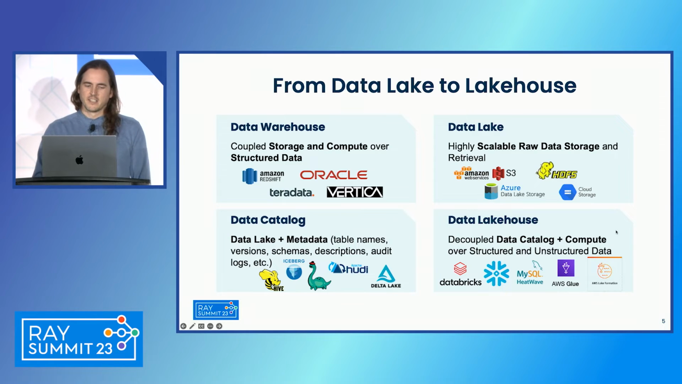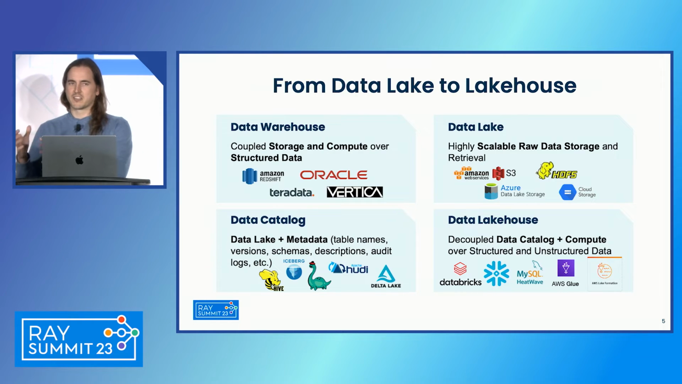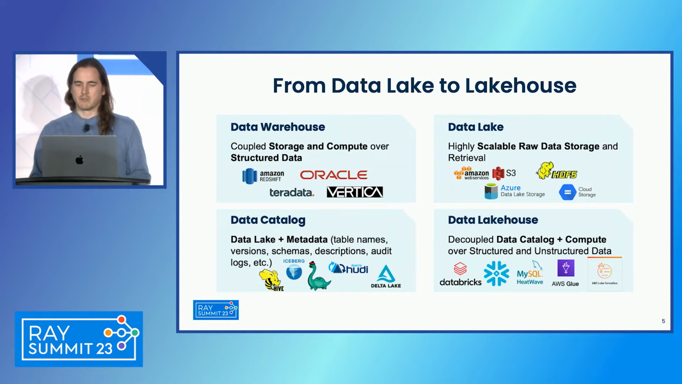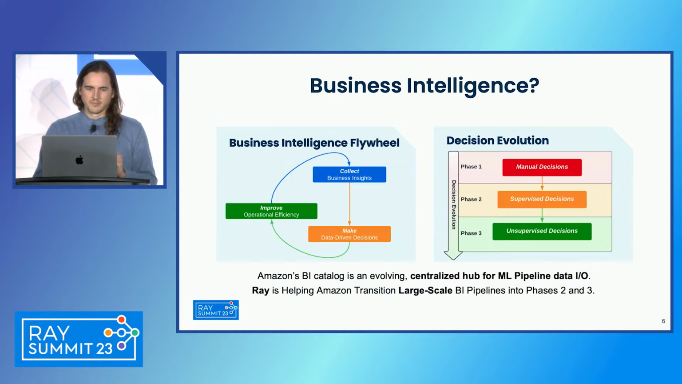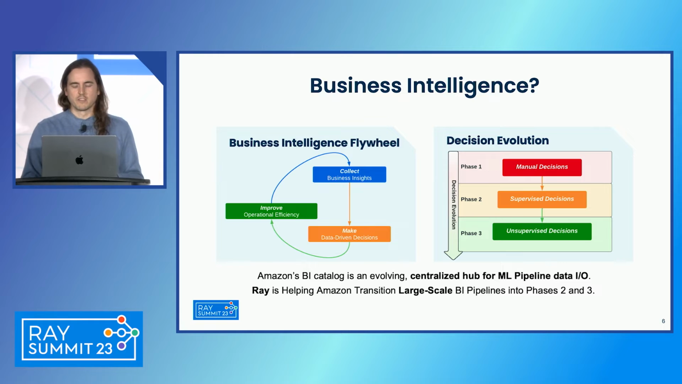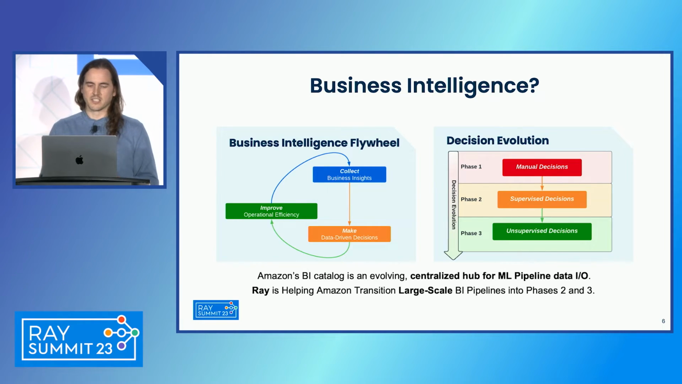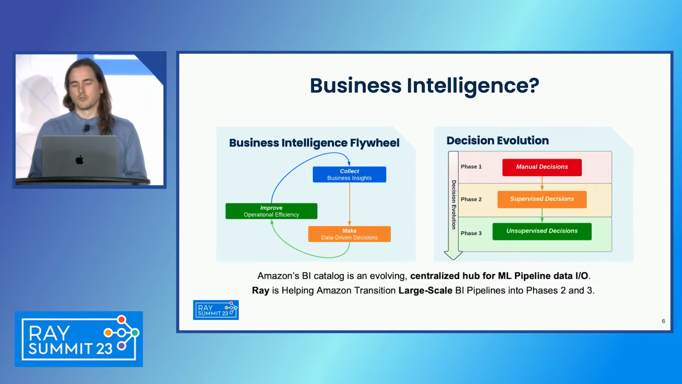And it's been a very interesting journey, and where we're at more in the business intelligence space on Amazon's side is kind of more towards that lakehouse model, where we have decoupled storage and compute, but we still go for ACID compliance. And we're very focused on spinning the business intelligence flywheel here at Amazon as a centralized hub for data analytics and ML pipeline data I/O at Amazon.